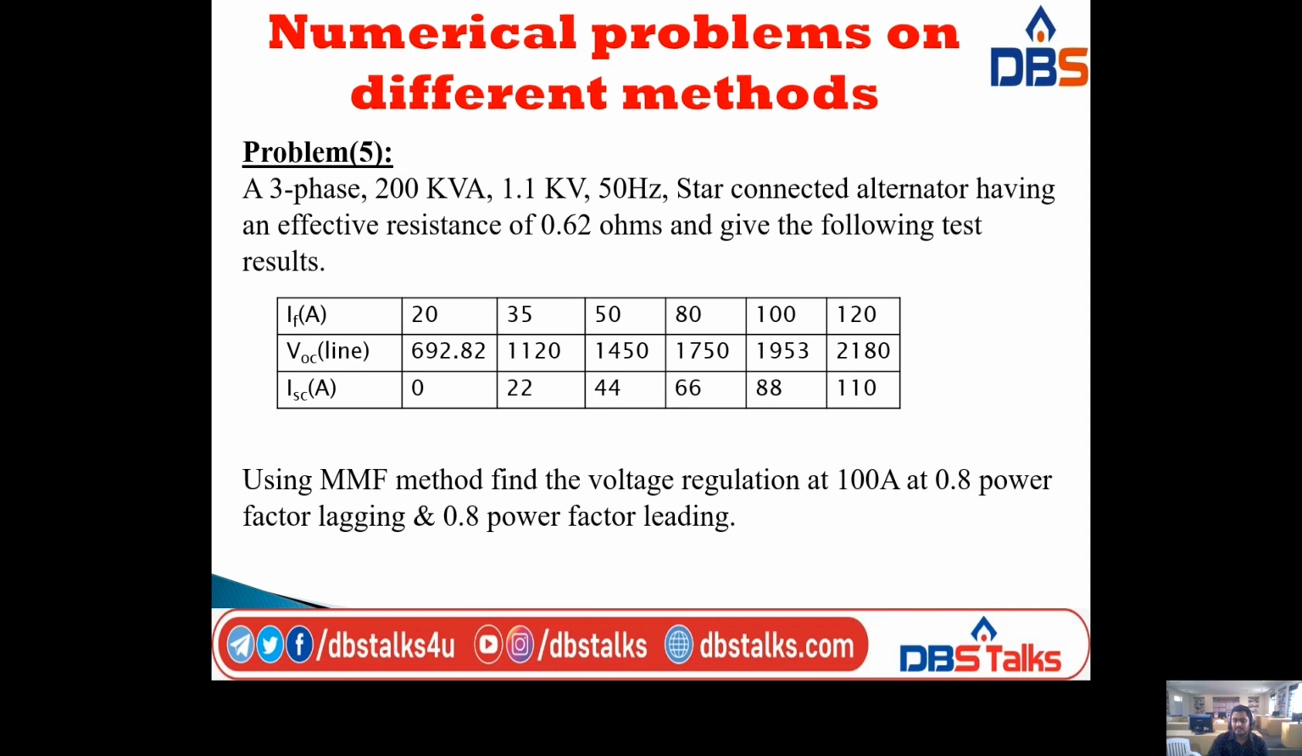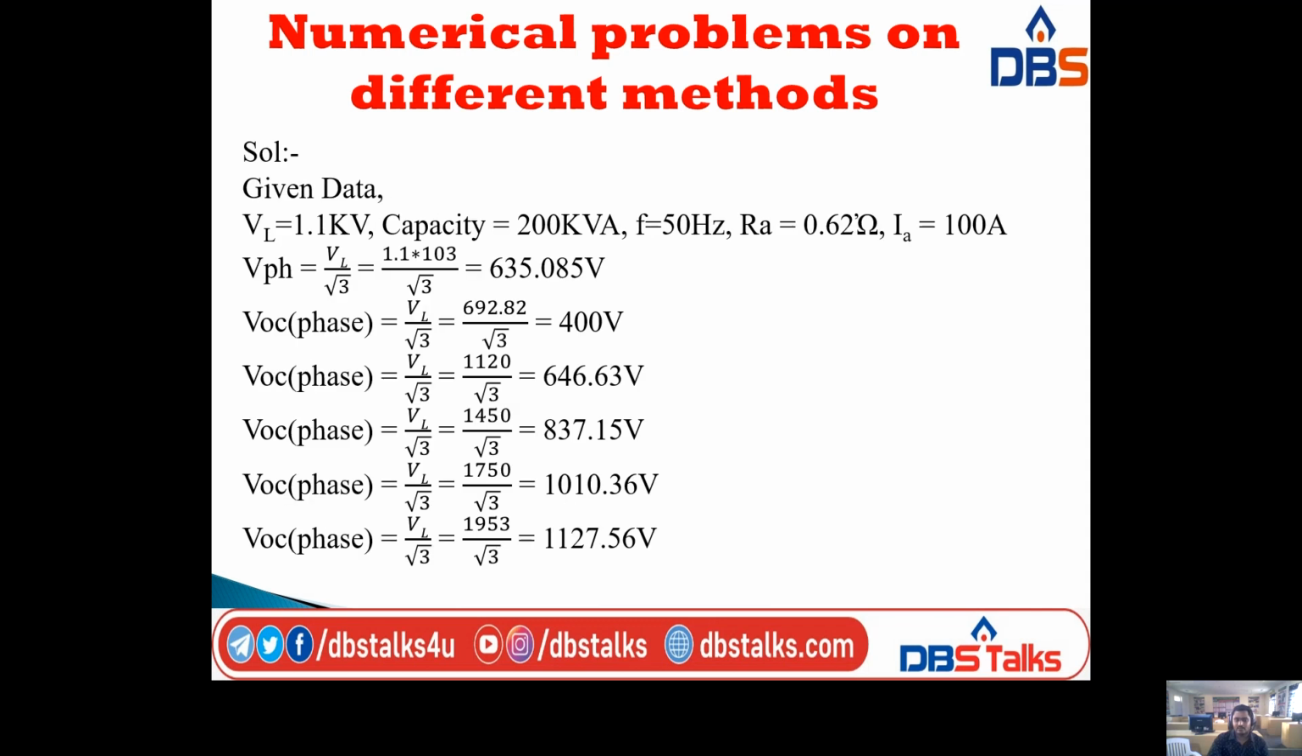That means open circuit characteristics and short circuit characteristics we have to draw on the graph paper. Okay, coming to the solution. So I already discussed this one. The given line voltage is 1.1 kV, the capacity of the alternator is 200 kVA, frequency 50 Hz, armature resistance 0.62 ohm, and armature current 100 amperes.